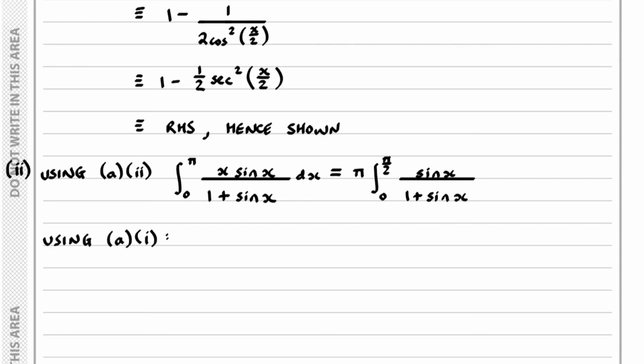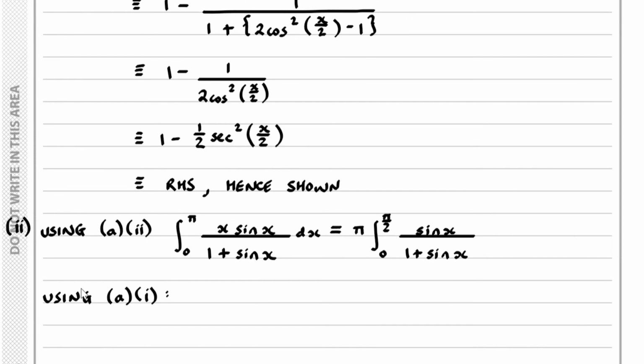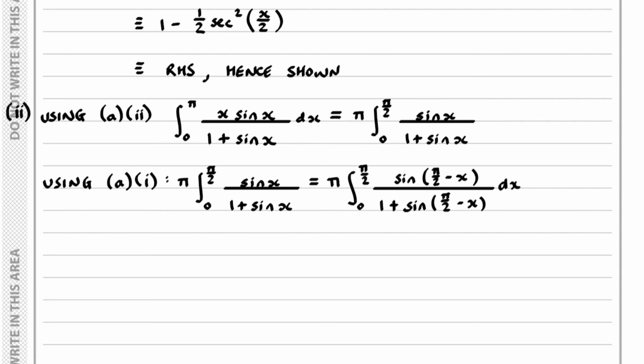And now if we use the next part from the first part, we know that integrating f of x from 0 to a is the same as integrating from 0 to a f of a minus x, where essentially over here we're going to be replacing the x with pi over 2 minus x. So this integral is equal to pi times the integral from 0 to pi over 2 of sine of pi over 2 minus x over 1 plus sine of pi over 2 minus x with respect to x.